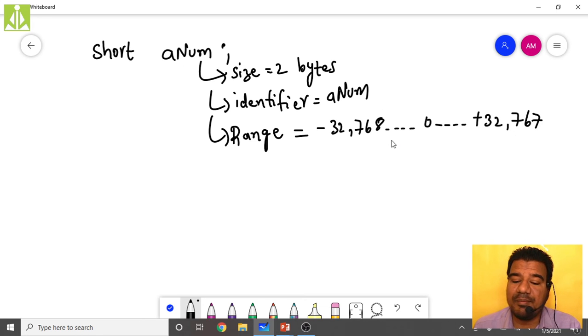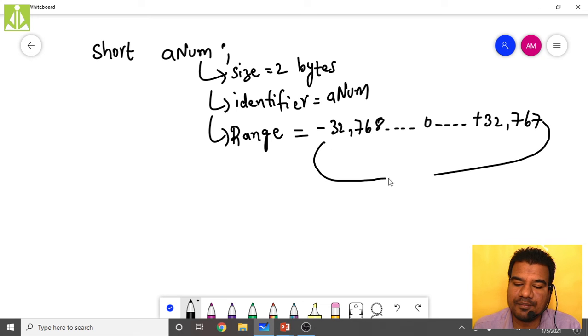Can I store plus 32,768 into this one? No, I can't. If you store the value plus 32,768, because it is exceeding the range, it will wrap around to the other side. Whatever value you store after this, it will come from here to this side. So if you store plus 32,768, it will be considered as minus 32,768 in your computer. That is the problem. So you have to store all the values within this range only.